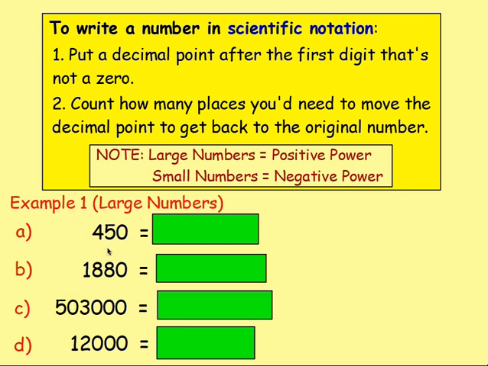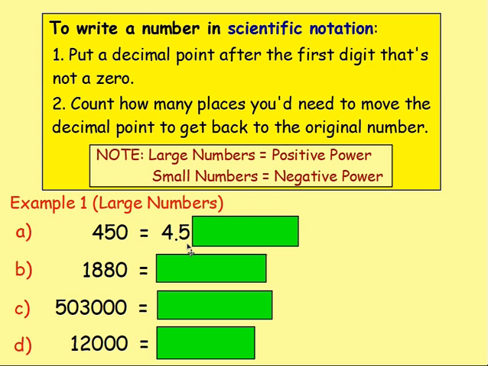Example 1, we have 450. So what do we do first? Put a decimal point after the first digit that's not a 0. So you get 4 point. Good. What we then do is list the other numbers up until it's just zeros. We don't bother writing them, so we'd have 4.5. The decimal goes just after that first digit that's not a 0, so 4.5.